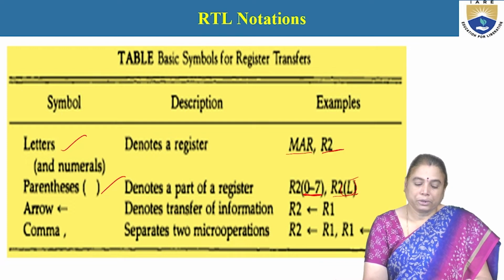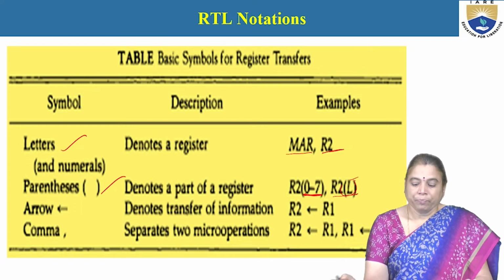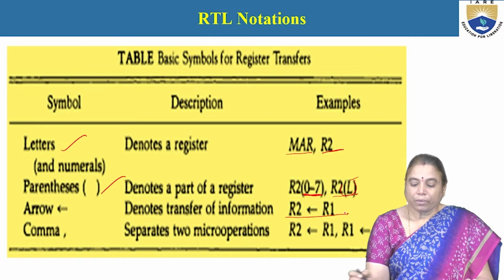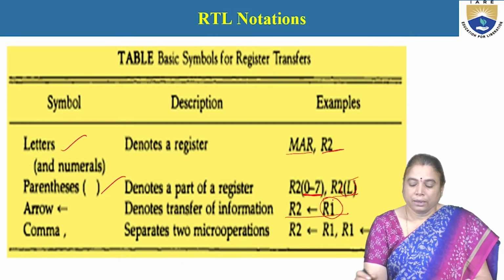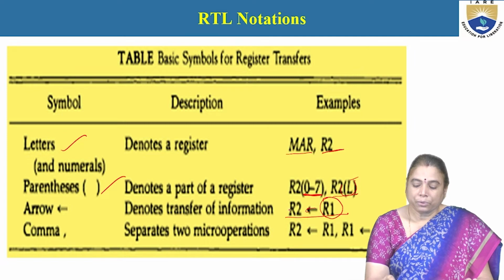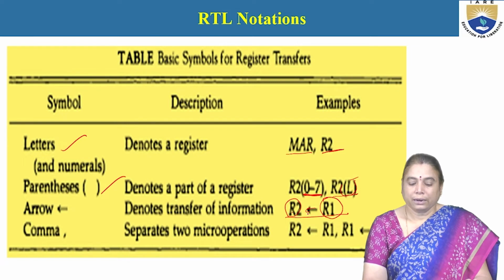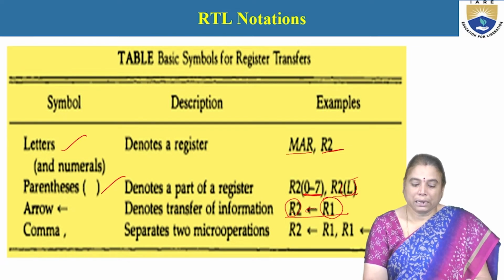Next, the third notation is the arrow. Arrow is used to denote the transfer of information. So here, the value stored in the register R1 is transferred to register R2. So the direction of data transfer can be represented with the arrow.